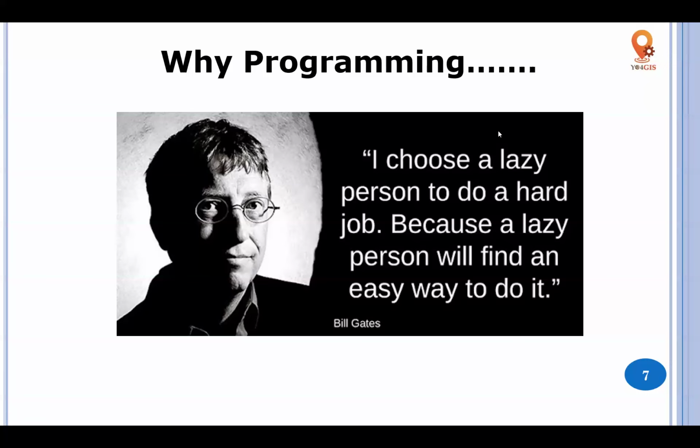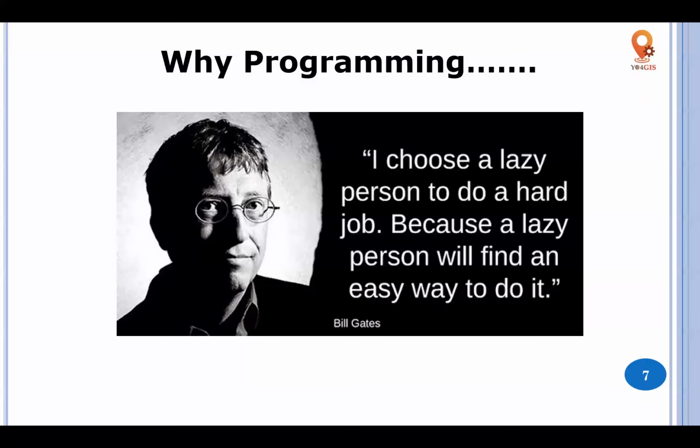Improve the productivity and increase the accuracy. These are the three important things we are going to achieve with the help of programming. Bill Gates also gave a statement: I choose a lazy person to do a hard job, because a lazy person will find an easy way to do it.